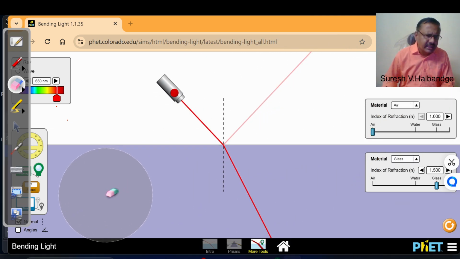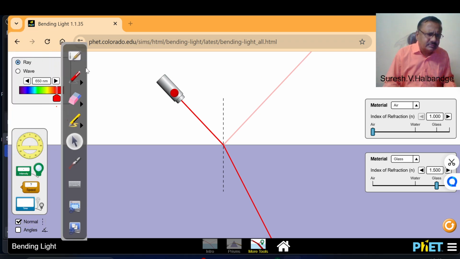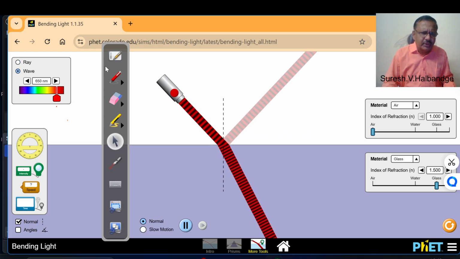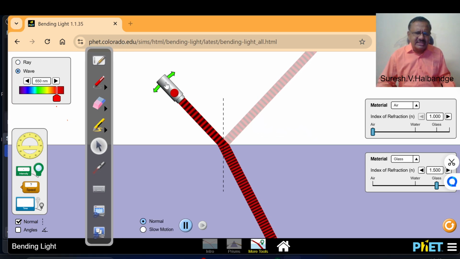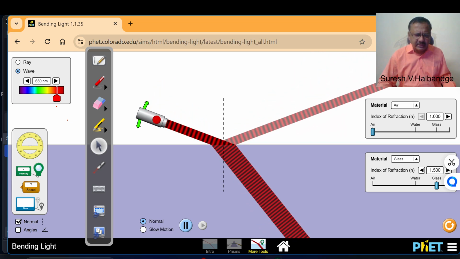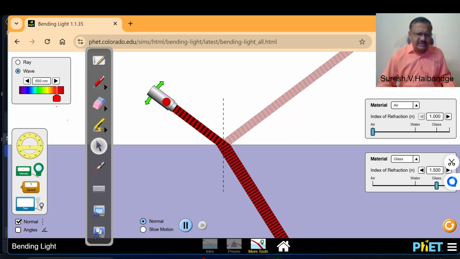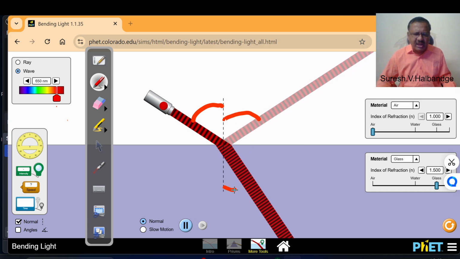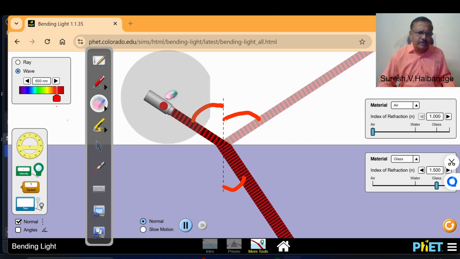Now, here instead of taking the ray of light, I will try to take the beam of light. I take the beam so it will be clearly evident. Now I change the angle. When I change the angle, we can observe the angle of incidence. This is the angle of incidence, this is the angle of reflection, and this is the angle of refraction. You can clearly observe this.